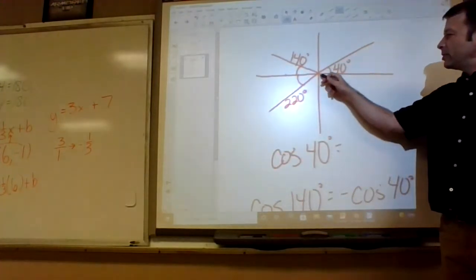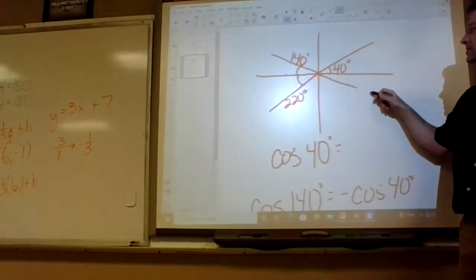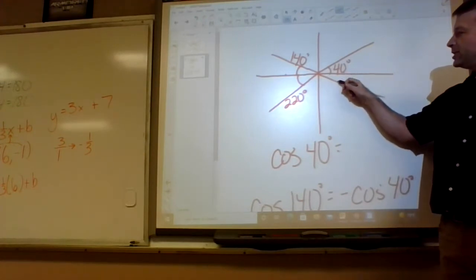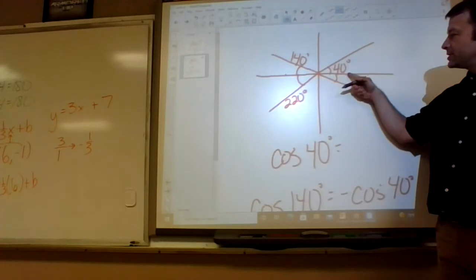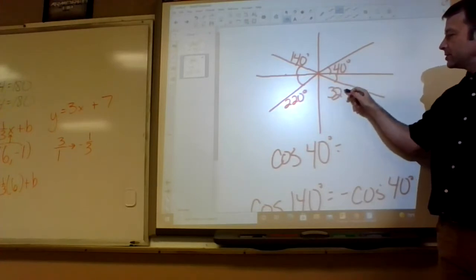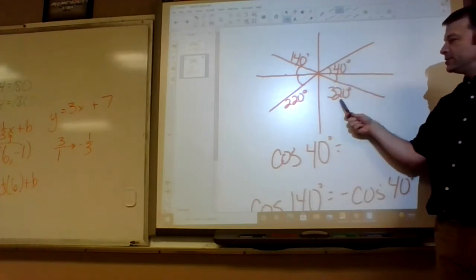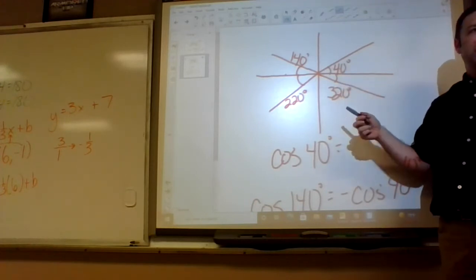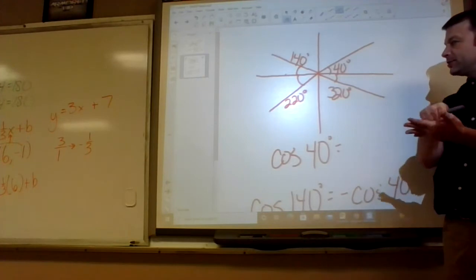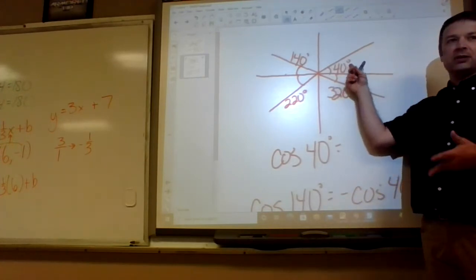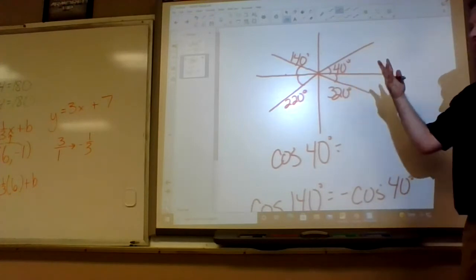Okay, so what would this angle in this quadrant be? That's the same as 40, basically. It's 40 short of 360, so it's 320. So since cosine is positive here and here, these two would be the exact same. So if you got your calculator out, you plugged in cosine 320 equals, plug in cosine 40 equals, it's going to be the exact same thing.